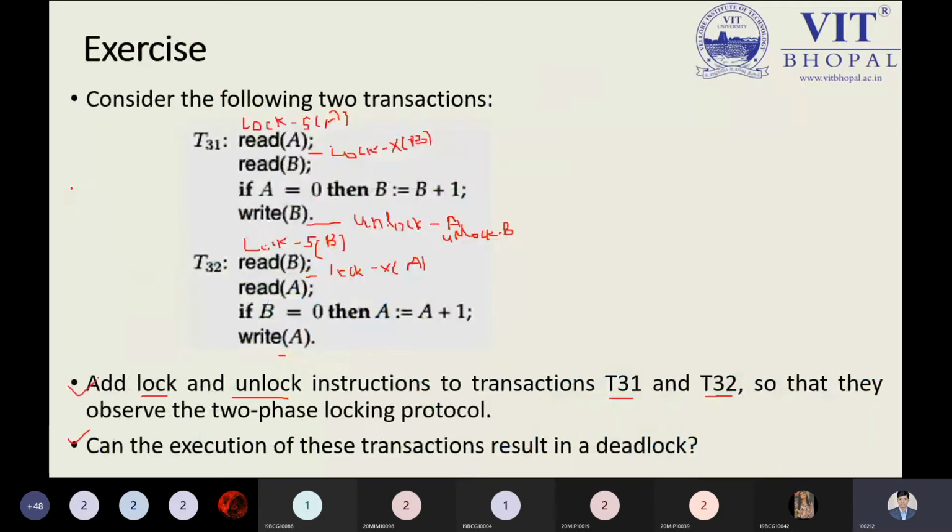So what do we have to do? Can the execution of these transactions result in a deadlock? That is a big point. Just tell me right now. The things seem very simple to us, but it is not simple. We have to understand the concept properly, each and everything step by step. No problem, I'm just coming to my point.